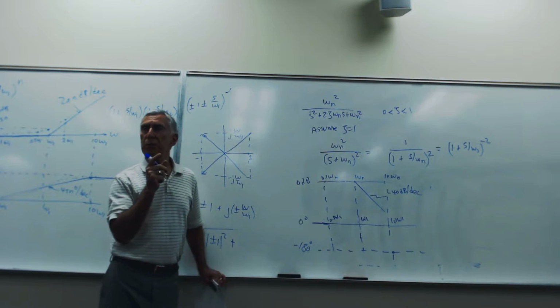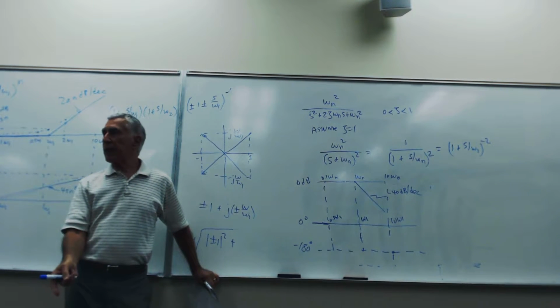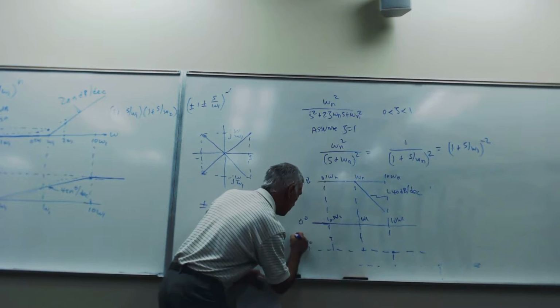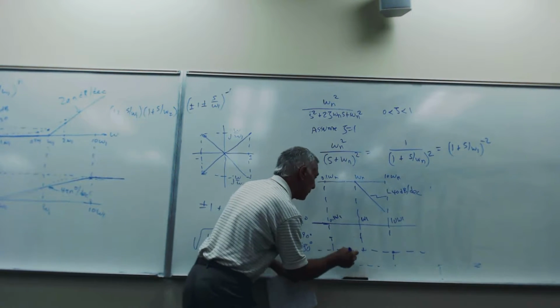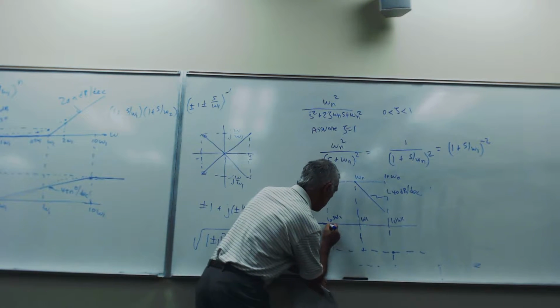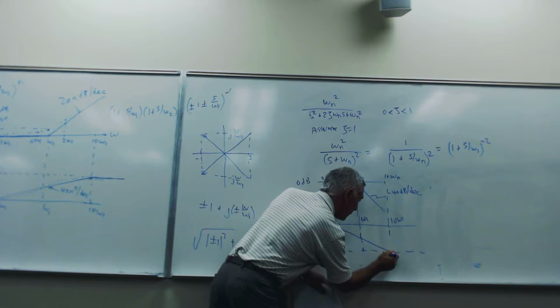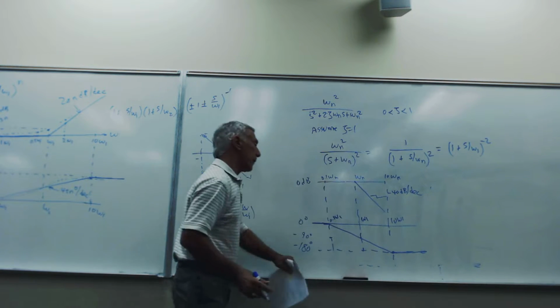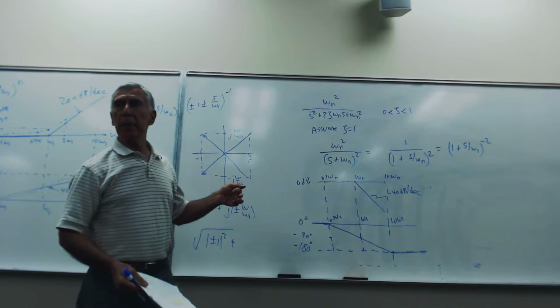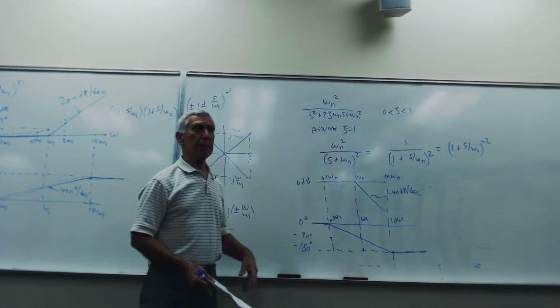Is that true? What is the slope? Minus 90 degrees per decade. Right, so after 1 decade, it's going to get down to minus 90 degrees, and after 2 decades down to minus 180. So it's going to go like that, and then it's going to flatten out. Right. So that's a straight line Bode diagram, magnitude and phase.